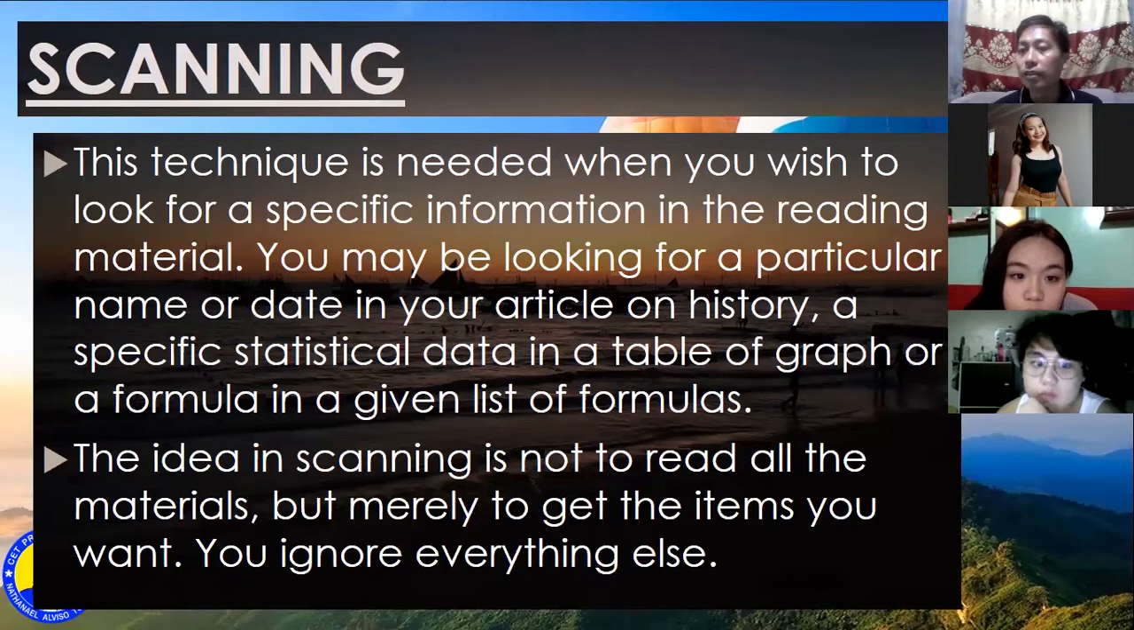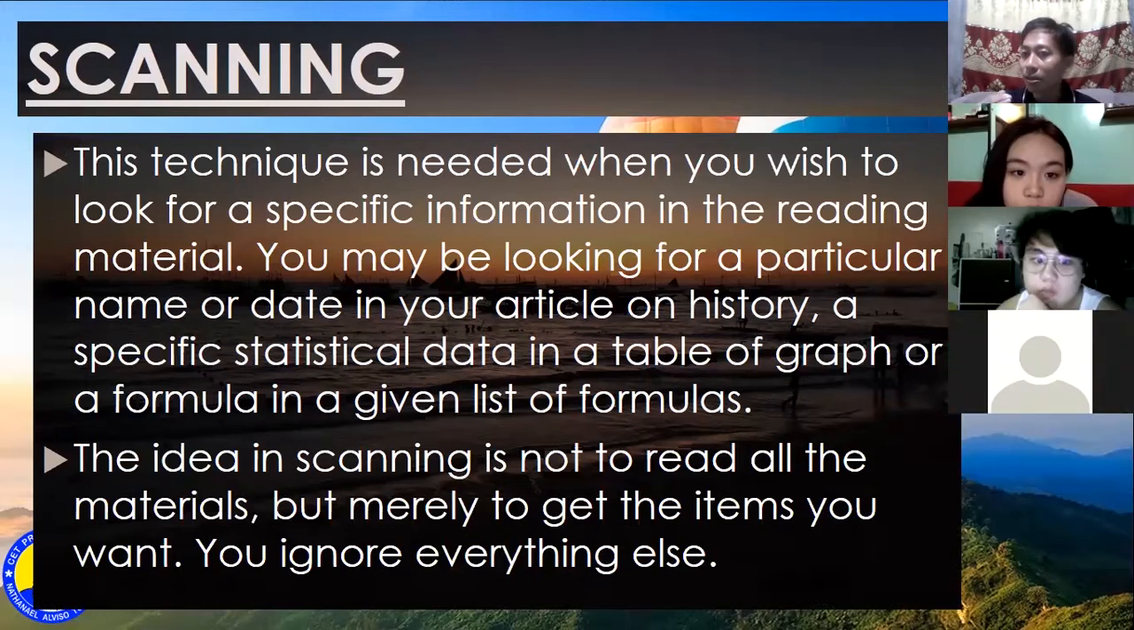Like if the question is, who are the two friends fighting in this passage, then you know right away that when you read, you will be looking for the particular names. So you can answer the question. A specific statistical data in a table or graph or a formula in a given list of formulas. The idea in scanning is not to read all the materials, but merely to get the items you want. You ignore everything else. And that is what you should do when answering the comprehension exam, because again, your time is limited. You cannot use all of your time trying to answer comprehension questions.